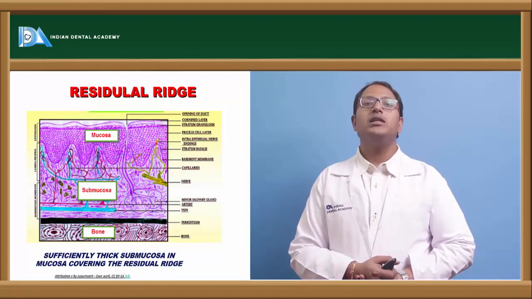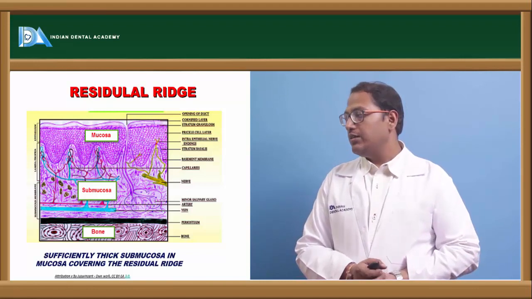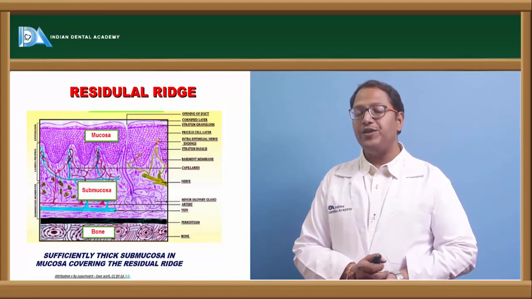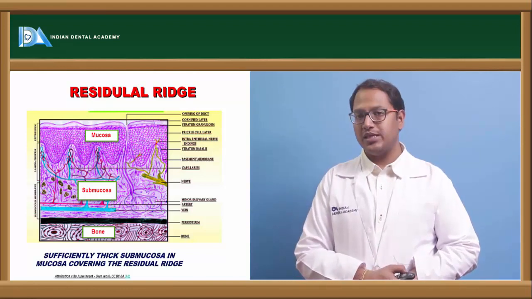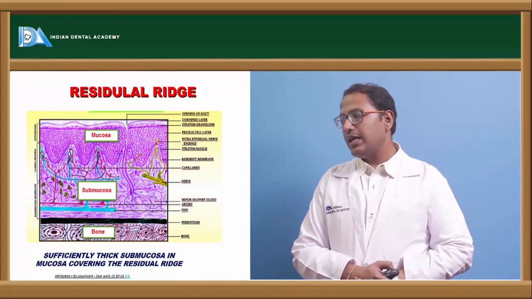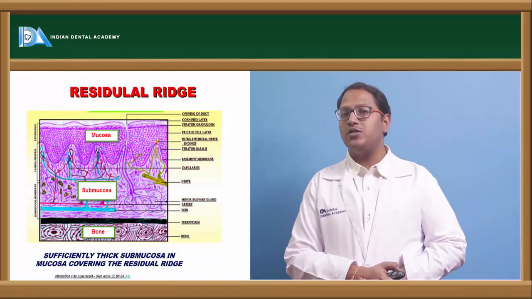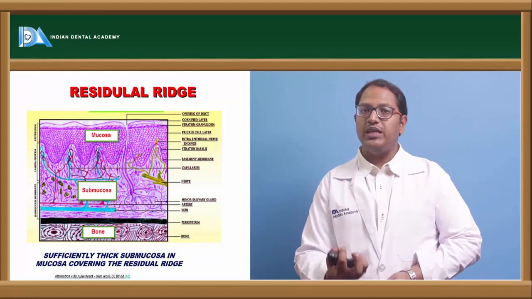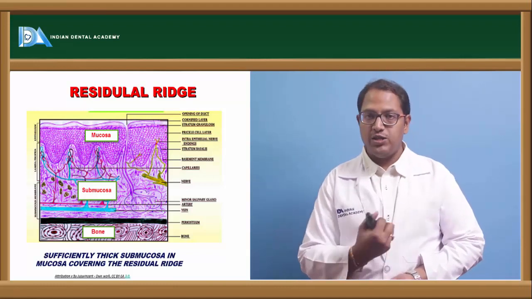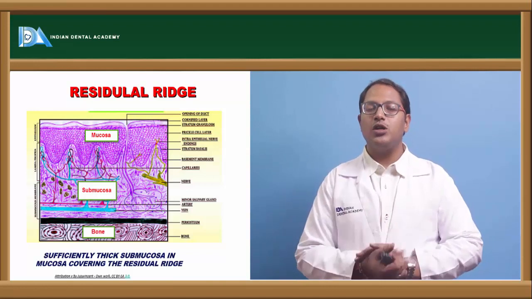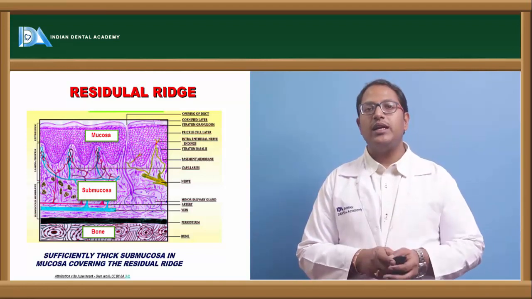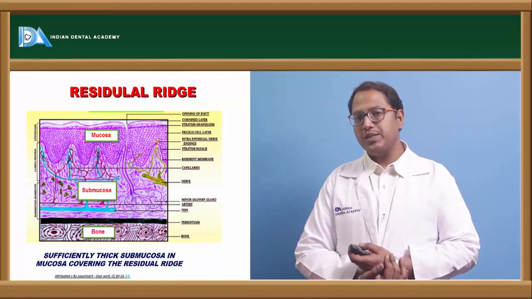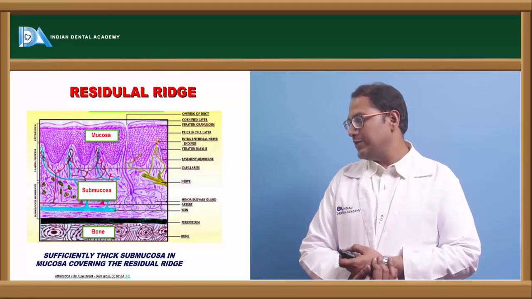And most importantly, in a residual ridge, the most important thing that we see is a sufficient amount of thick submucosa. What happens because of this sufficient amount of thick submucosa? It is not allowing the pressure to go to the bone beneath. With no pressure on the bone, it will not resorb fast. So that is one advantage of the thick submucosa which is present.